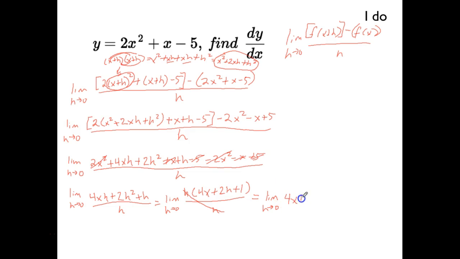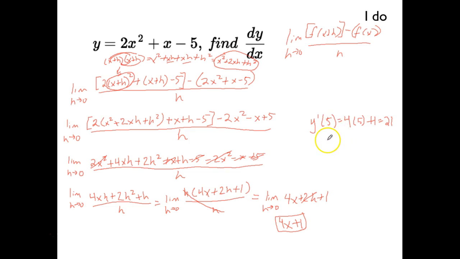So 4x plus 2h plus 1. Okay, now we can plug in 0, leaving us with 4x, since the h term goes away when you plug in 0, plus 1. And that's an equation to find the slope anywhere. So like, let's say they say find y prime of, I don't know, 5. They want to know what the slope is at 5. Well, 4 times 5 plus 1, that would leave us with 21. That's the slope of this graph at 5. And you can do it at any point you want now.